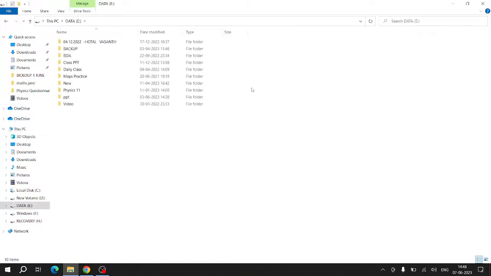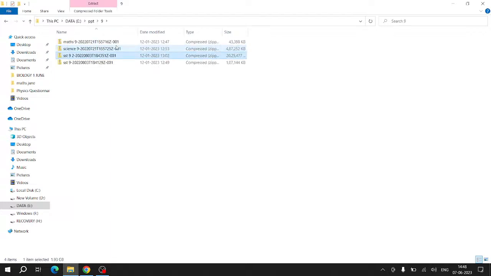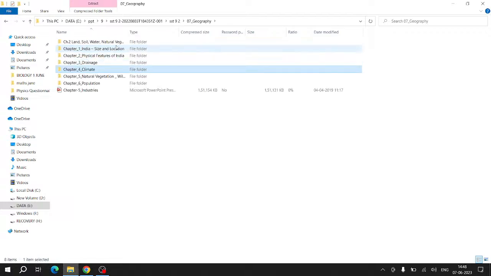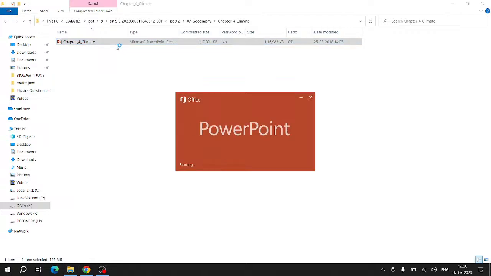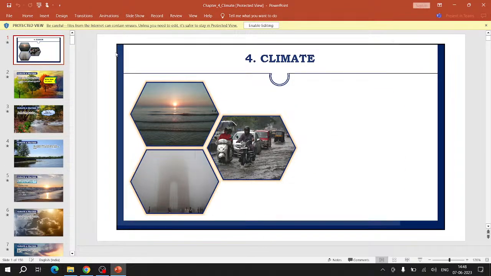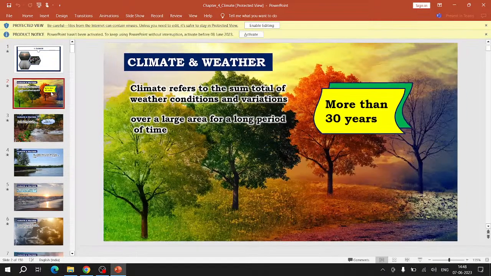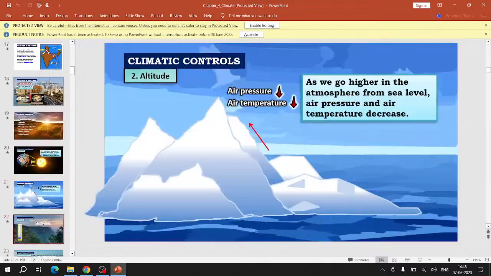Okay, then what else we have seen? Distance from the sea. Okay, so what happens if the distance from the sea is more? There is more variation, correct? Okay, then what else we have seen? Ocean current. Okay, what is ocean current? I gave you a list of ocean currents, right? So tell me what are those ocean currents you have written?